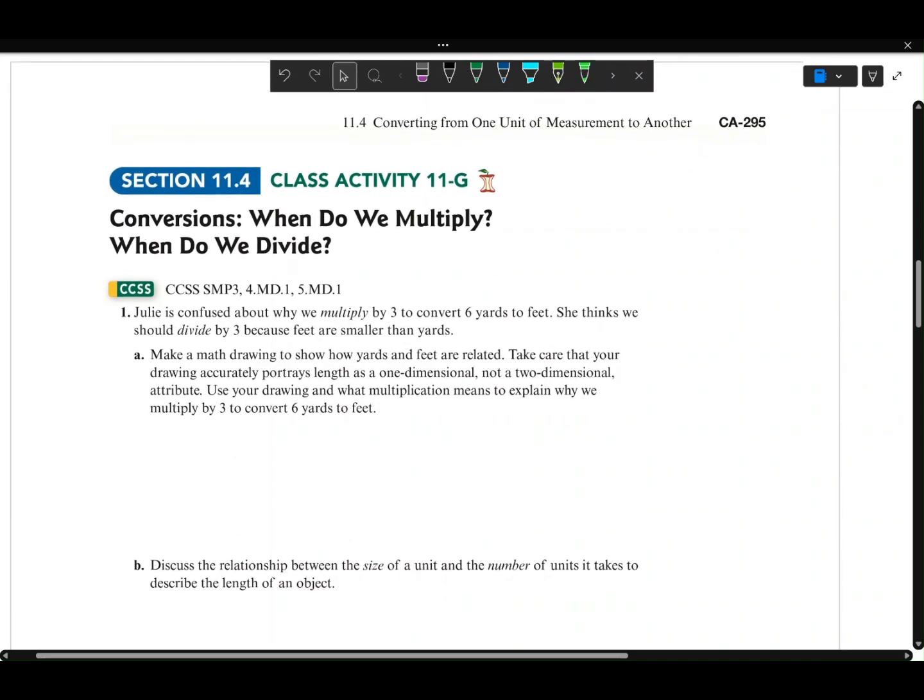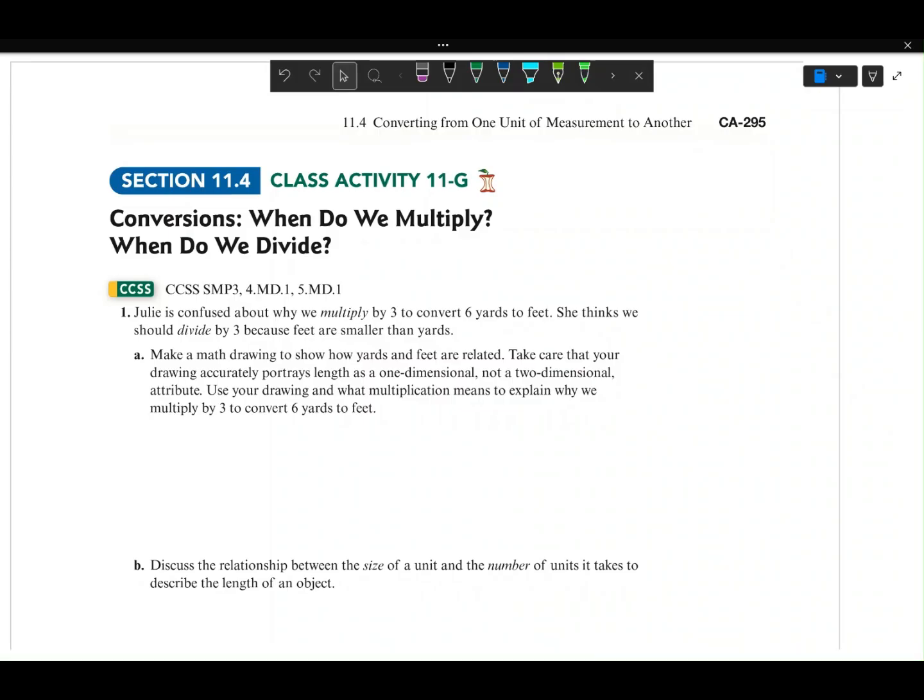Once we have consistent sizes of units, we often want to convert between them. Often what makes converting between units hard is deciding whether we multiply or divide. So Julie is confused about why we multiply by 3 to convert 6 yards to feet. She thinks we should divide by 3 because feet are smaller than yards.